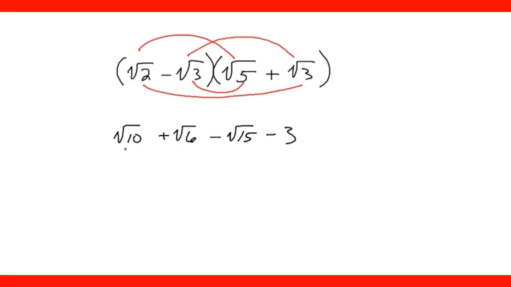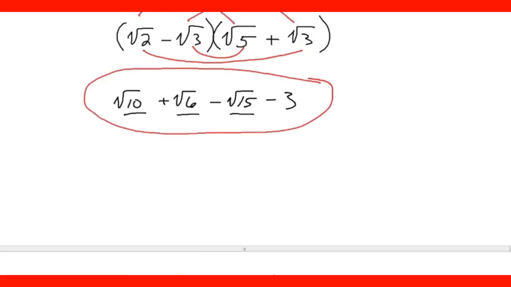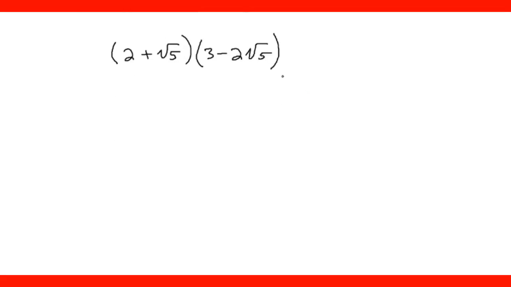Now, if you look at these radicals, they are as simple as they can be. If that's the case, then this is your final answer. Let's do another one. Okay, here's another FOIL problem. I'd like you to pause the video, work it out on some scratch paper, and then come back.